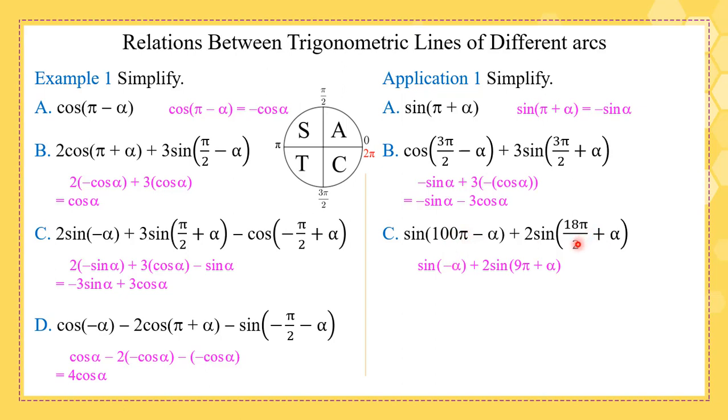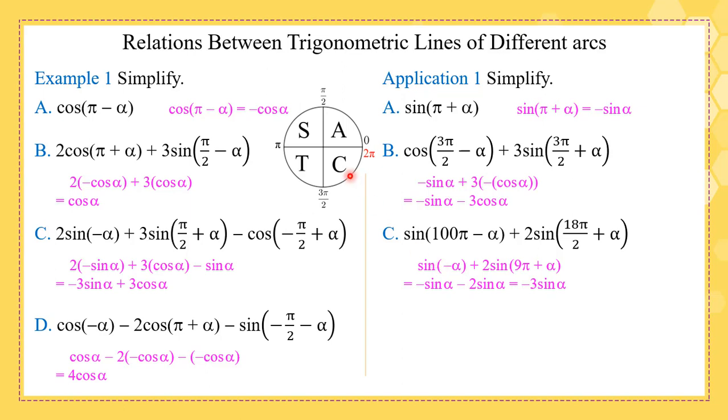And here, this is not the case of over 2 because 18 pi over 2 is 9 pi. So we have to simplify first. And then again, 9 pi is the same as pi, because if we eliminate an even number of pi's, what remains is only 1 pi.